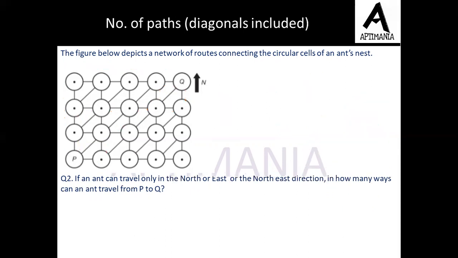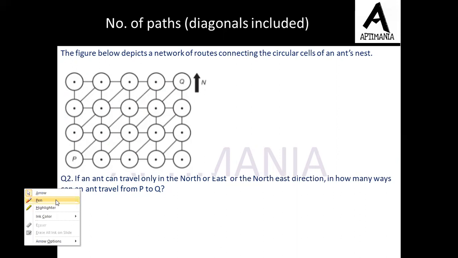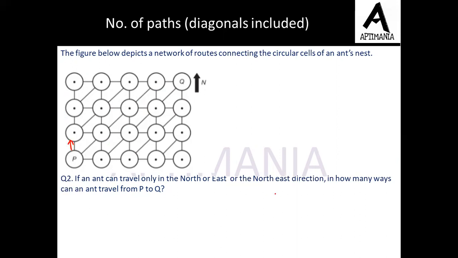Let's go ahead to the next question. Question number 2 is on the screen. Based on the same information, there is a different question. The question is, if an ant can travel only in north, north means again it's a vertical direction, or east, east means it's a horizontal direction, or to northeast, northeast means it's a diagonal. So this time we are allowed to include the diagonal steps as well. Now in how many ways can the ant travel from P to Q, right? So the 3 steps that we have been provided are a horizontal, a vertical, and a diagonal one.